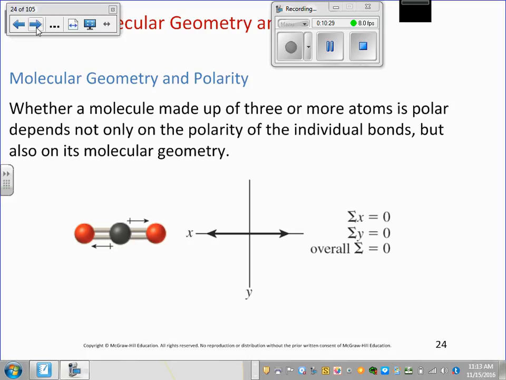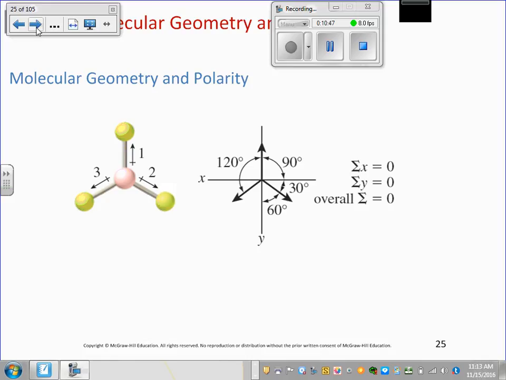So if we were just to look at the formulas, oh, CO2, I got an O on each side of the C, H2O, I got an H on the side of the O, they're both nonpolar? No. One's nonpolar because it's linear, the other one's polar because it's bent. Here is trigonal planar, and you see we have atoms on all three sides, the same atom. They all pull the same force, so they all cancel each other out. So even though the bonds are polar, the molecule is nonpolar.